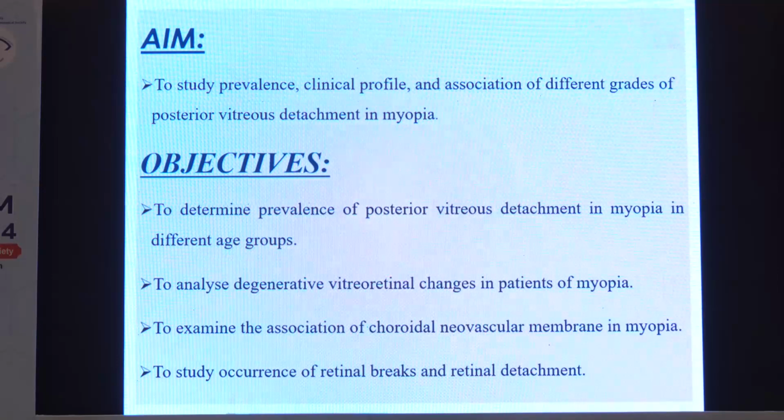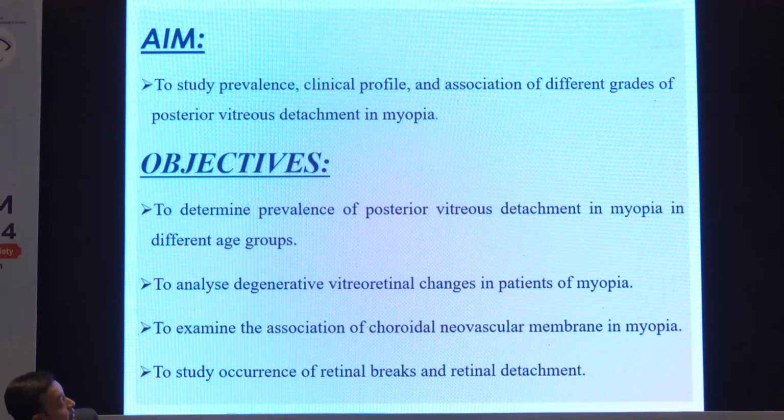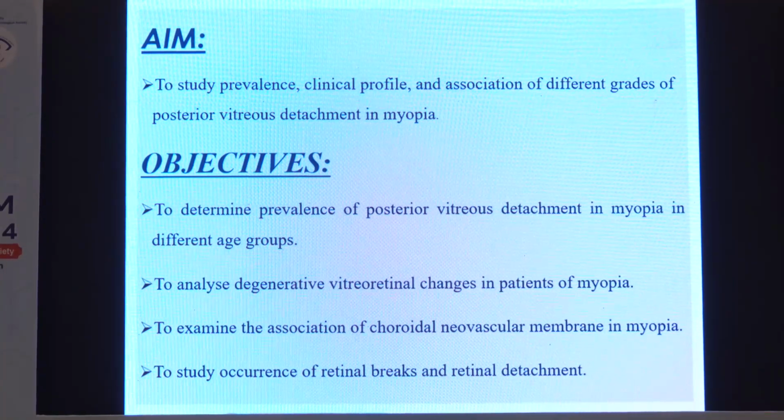The aim of my study was to study prevalence, clinical profile, and association of different grades of posterior vitreous detachment in myopia. Objectives: to determine prevalence of posterior vitreous detachment in myopia in different age groups, to analyze degenerative vitreoretinal changes in patients of myopia, to examine the association of choroidal neovascular membrane in myopia, and to study occurrence of retinal breaks and retinal detachment.